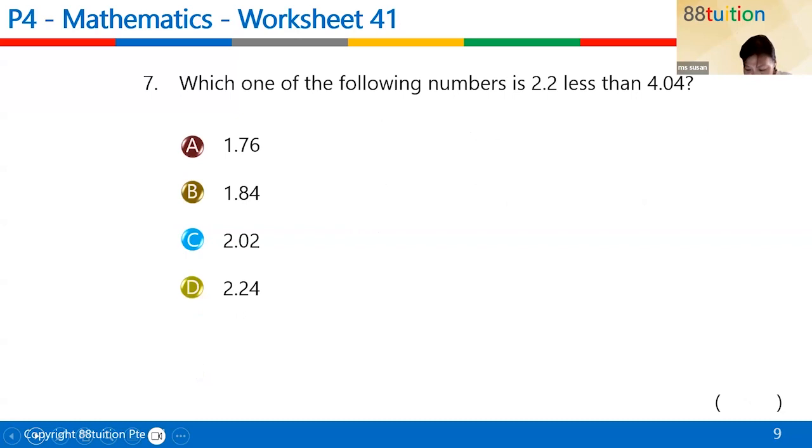Which of the following numbers is 2.2 less than this? Hao Xuan, can you tell me how you get this?